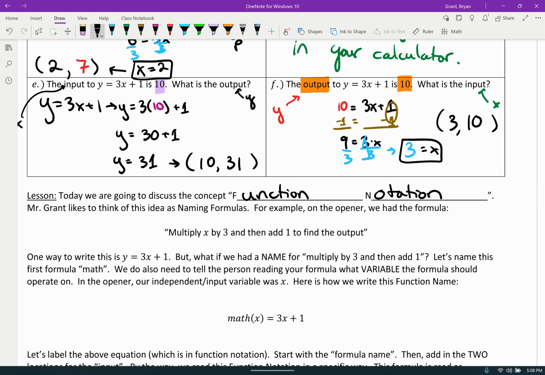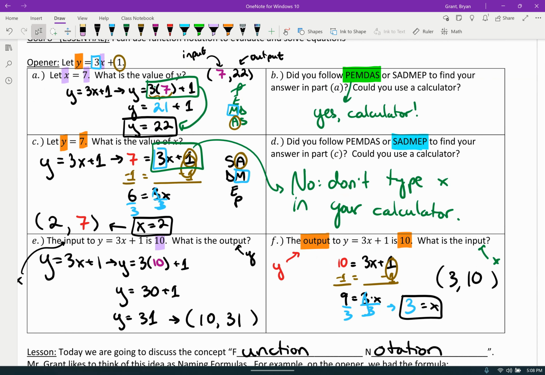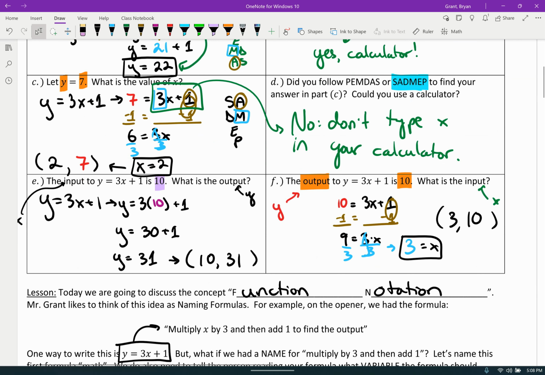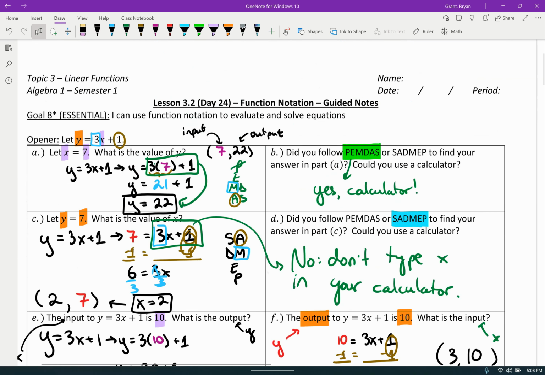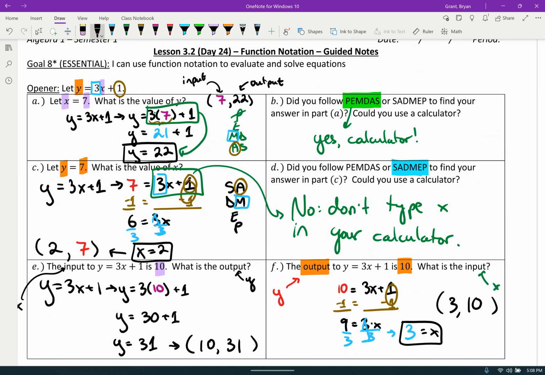There we go. I like to think of this idea as naming formulas. You literally get to pick any name you want. You're like, I'm going to name this formula Bandit. I'm going to name this one Cow. Right? Whatever sounds good to you. So for example, in the opener, we had the formula multiply x by 3 and then add 1 to find the output. Now, of course, on the opener, we wrote it as y equals 3x plus 1 because that's a lot easier to say than this whole sentence. But we also used y equals 3x plus 1 over and over and over on this. So what if instead of saying we're using y equals 3x plus 1, we just said we're going to use the formula that we named something. Again, maybe we named this formula giraffe. And then you go through and you just say, use the giraffe formula every time.